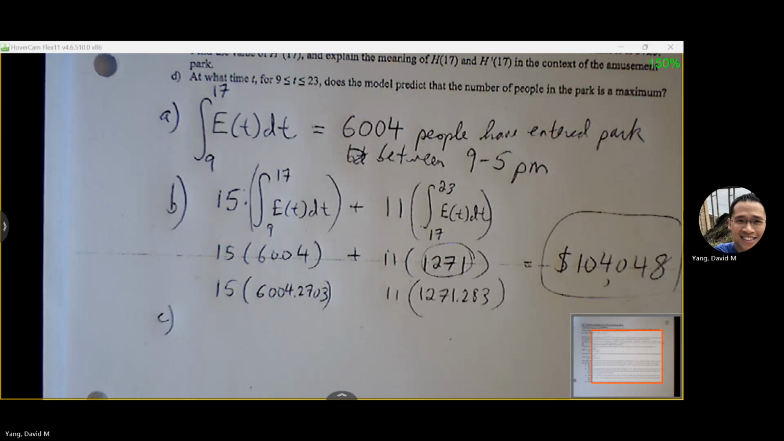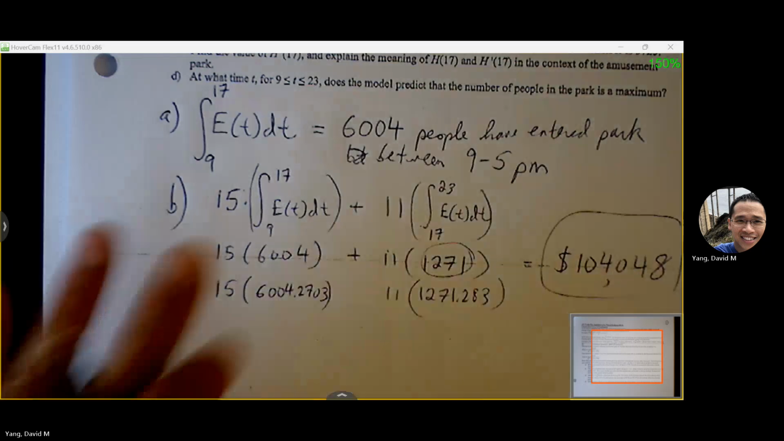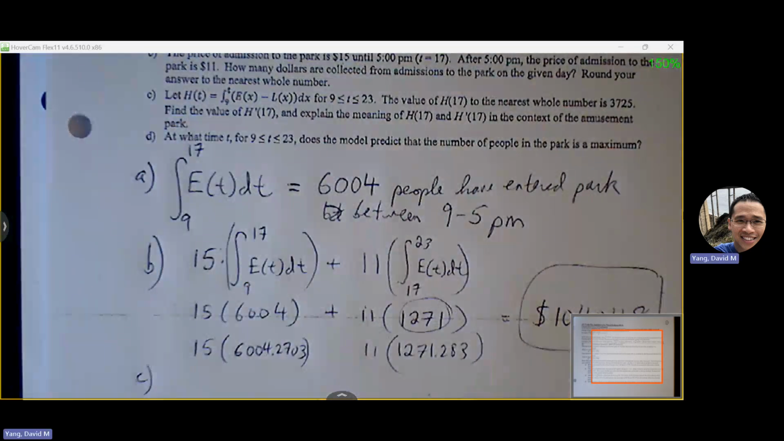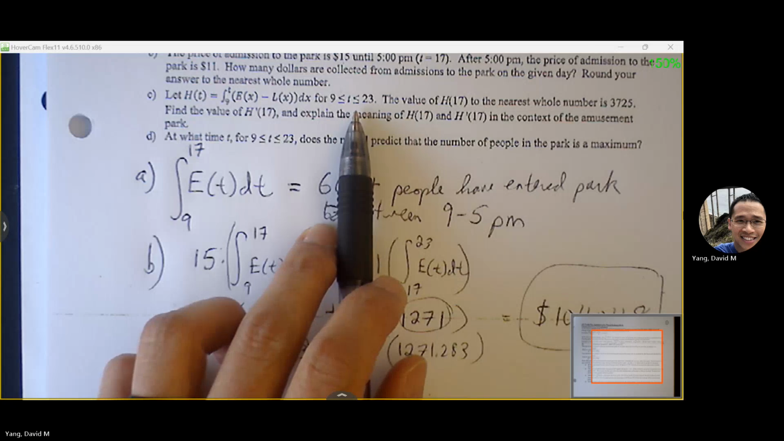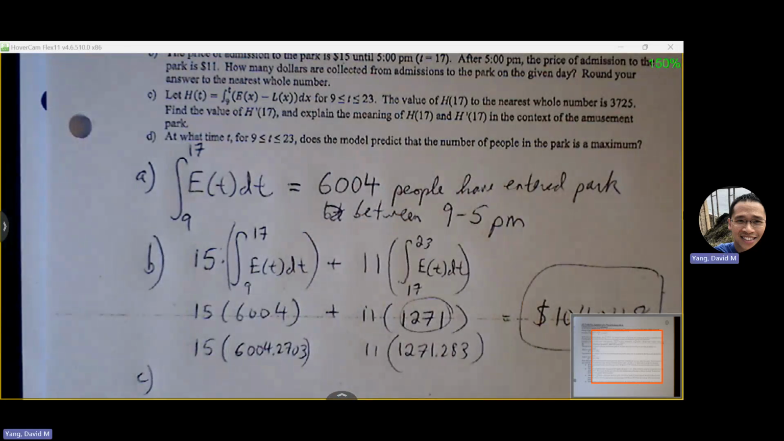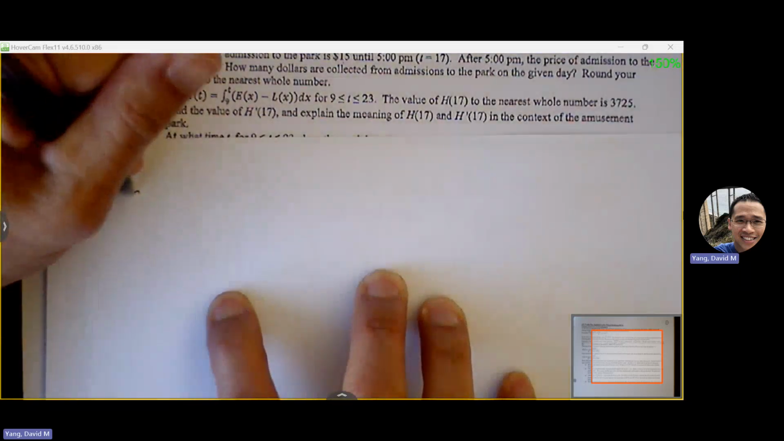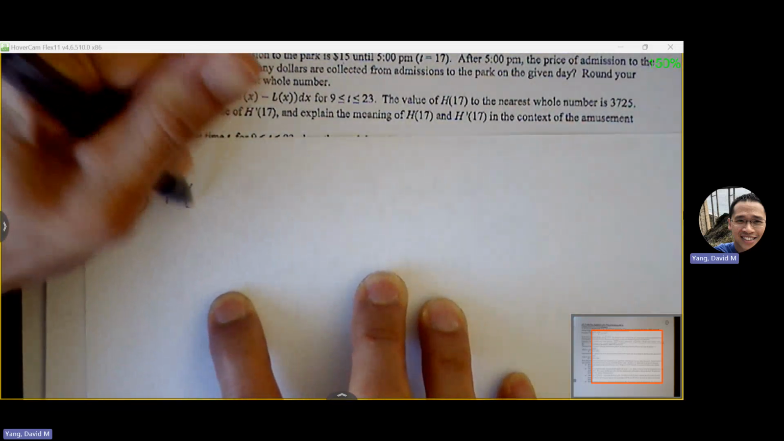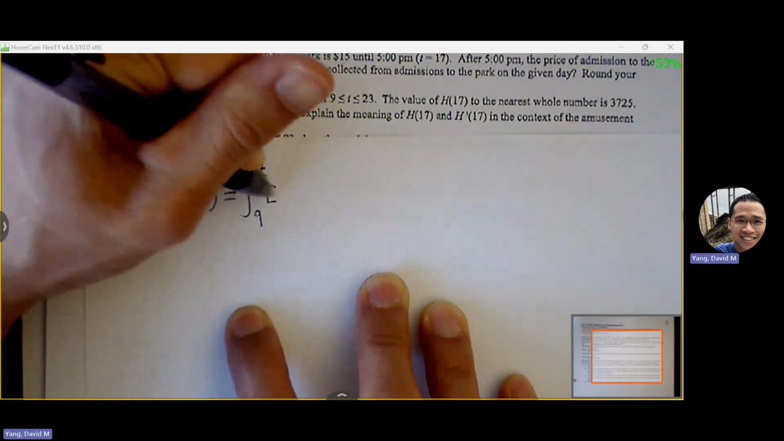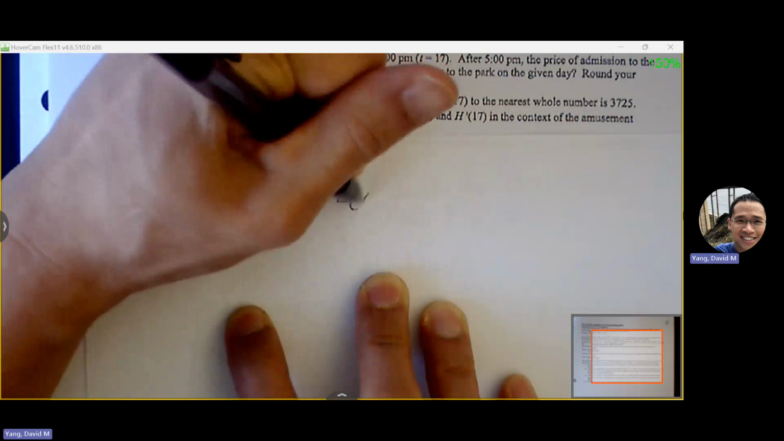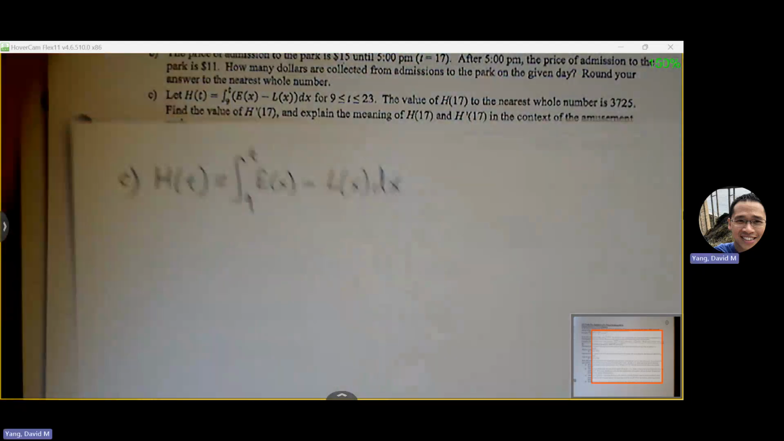Okay, part C. Let h of t equal the integral from 9 to t of e of x minus L of x between 9 and 23. The value of h of 17 to the nearest whole number is 3725. Find the value of h prime of 17. Let me break this down step by step here. So this says h of t is equal to the integral from 9 to t of e of x minus L of x dx. Okay.